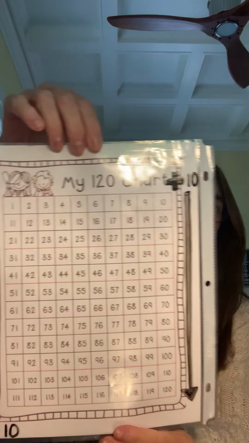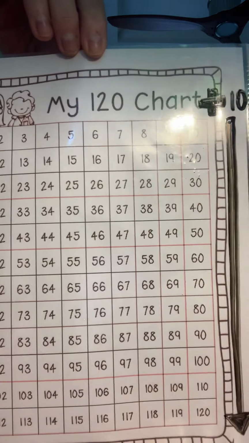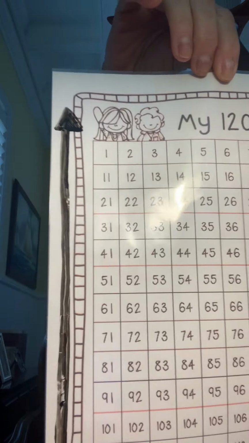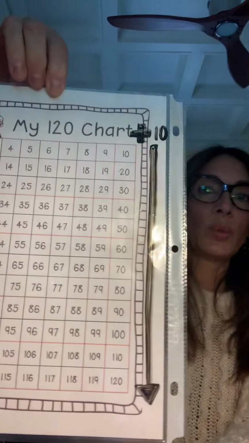So I just want to review to make sure that we all have been using our hundreds chart like that. As you can see, I have mine in a little folder that's clear so that I can write on it and erase it. Now, this is a 120 chart. I should have said 120 chart.